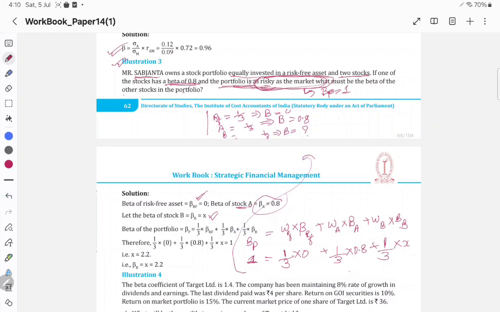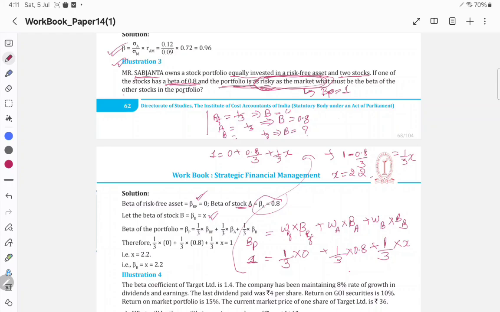So I'm solving it over here. 1 equals 0 plus 0.8 by 3 plus 1 by 3 X. 0.8 by 3 comes to around 0.2667. We will not take it up to decimals, because this is also not in decimals. So 1 minus 0.8 by 3 equals 1 by 3 X. So (3 minus 0.8) by 3, into 3, X comes to around 2.2.